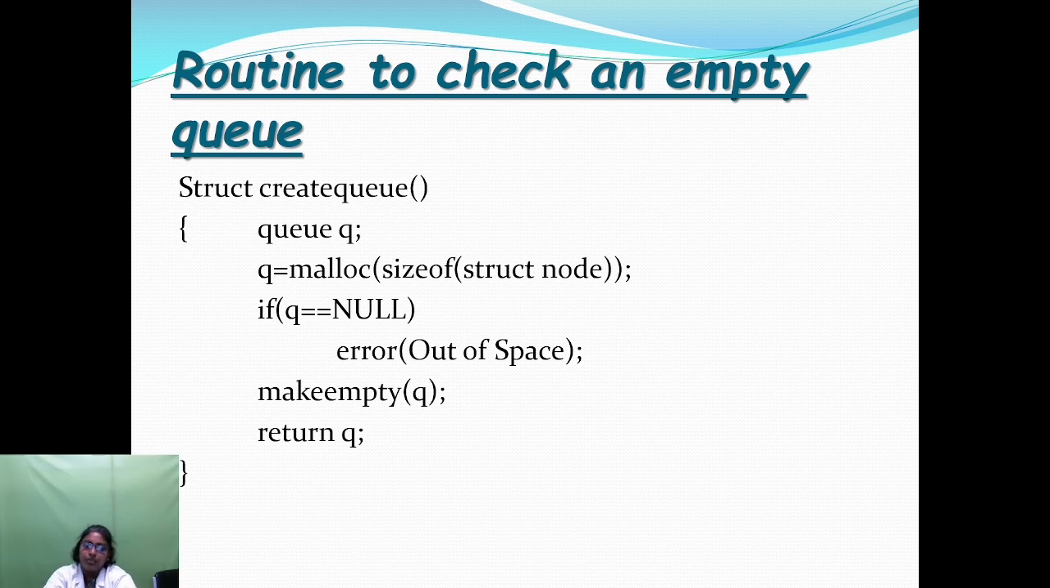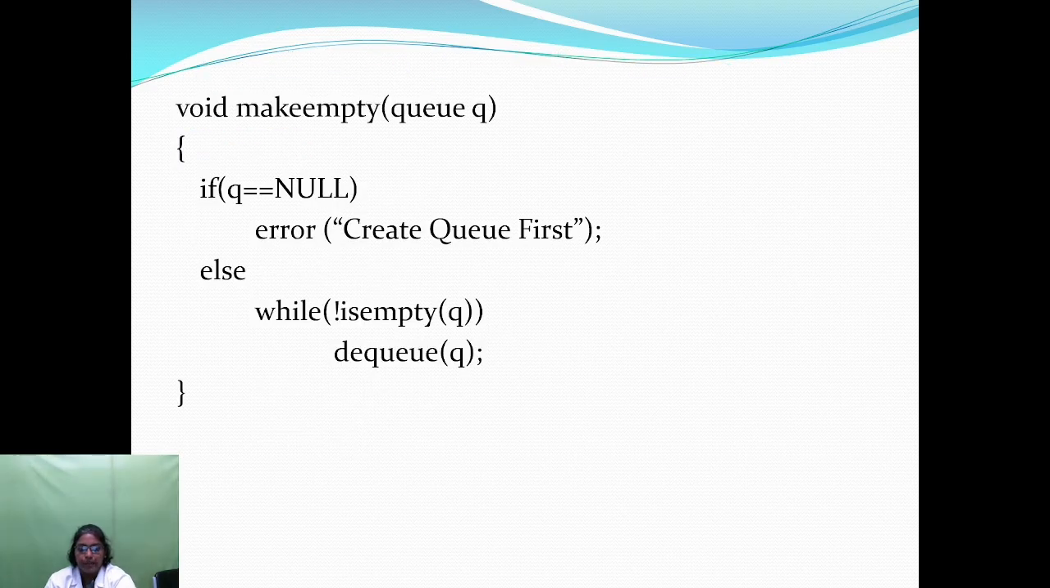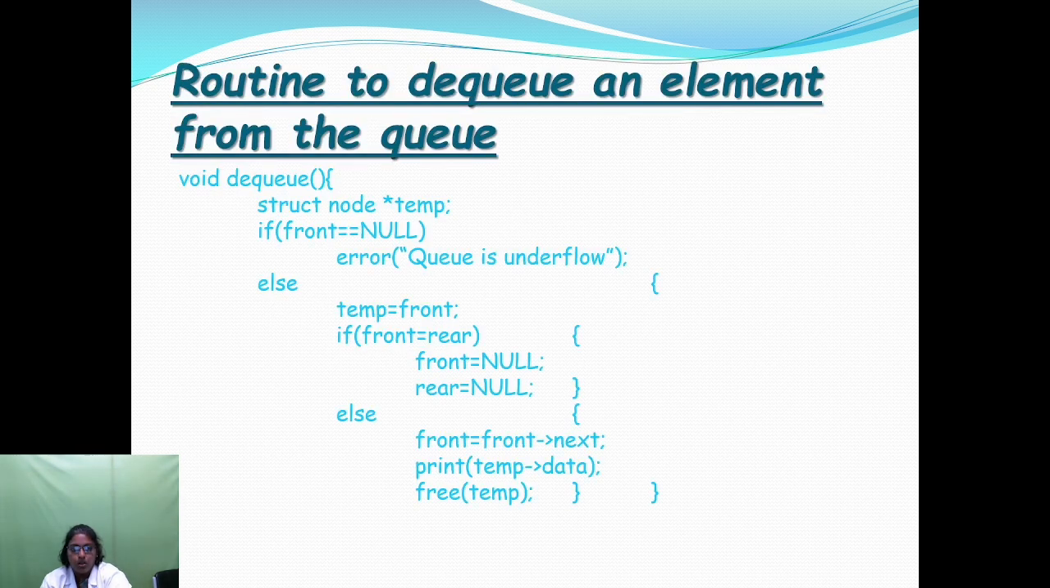Then we call the make empty function, and we can create a queue. So what happened? In make empty, if Q is equal to null, we are going to put an error: create a queue first. Or else we will empty the queue. We will do the DQ operation again and again, finishing the while loop. So how are we going to DQ? Whatever steps we are going to do.